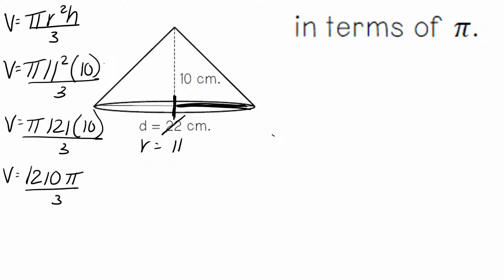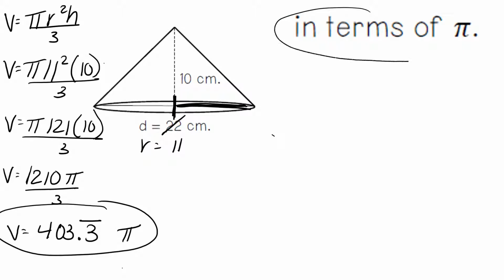1,210 divided by 3 is 403.33. It's a big long decimal. The decimal that continues on is 0.3 repeating. You can put the line on top to show a repeating decimal. 403.3 repeating pi. We are going to stop there for our answer because the directions say to leave your answer in terms of pi. In terms of pi means that the pi symbol is in the final answer.